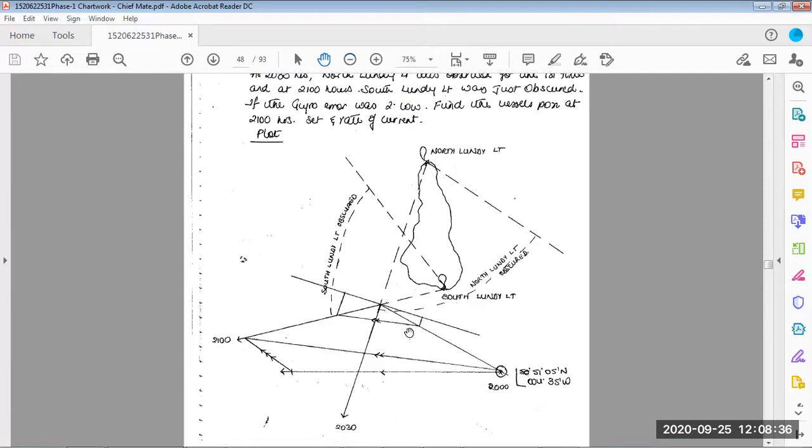Then we transfer the course made good from the 2000 position and the course to steer at 12 miles an hour. We cut the set and rate, and measure the set and rate. So this is the 2100 position and the set and rate which was asked in the question.